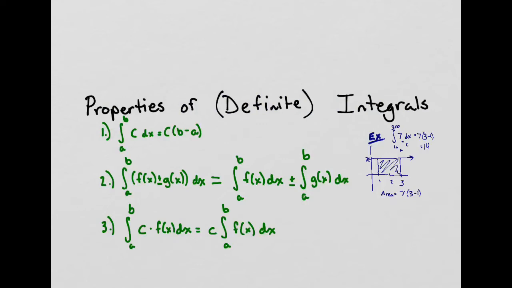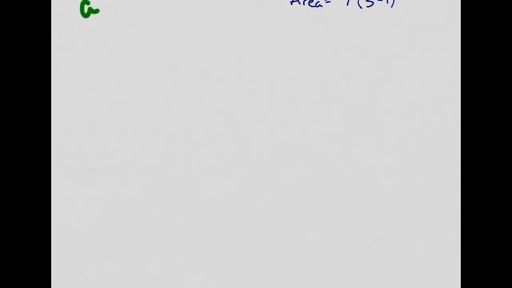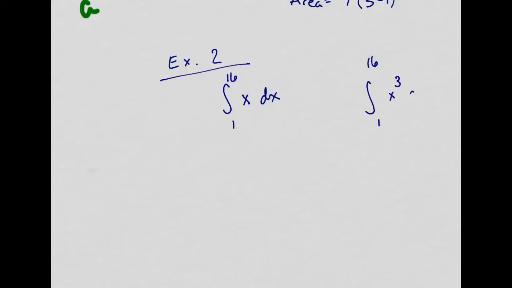Now let's look at an example of the property of number 2. So let's move on over and get some space. So here is an example of 2. So let's look at the integral from 1 to 16 of x dx, and the integral from 1 to 16 of x cubed dx. You're just going to have to trust me for right now. You could calculate this on your own using the Riemann sum definition of a definite integral if you want, or using the fundamental theorem of calculus if you understand that.